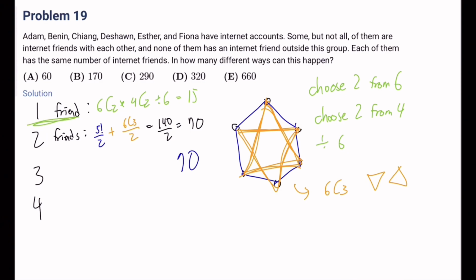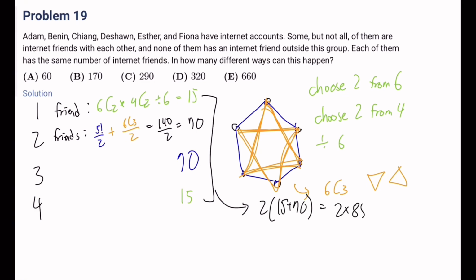Same thing happens for 1 friend and 4 friends, and that means this is just going to be the same here. So that's also going to be 15, right? And so now the answer is when we add all of that up. So 2 times 15 plus 70, that's going to be equal to 2 times 85, which is 170. So this is our answer.